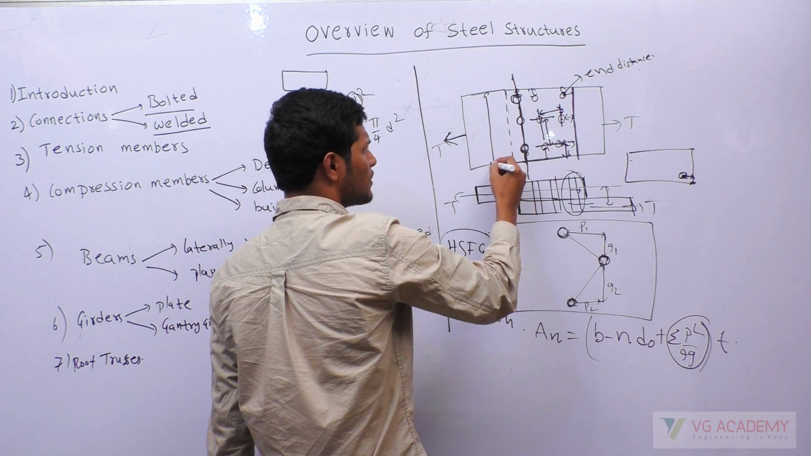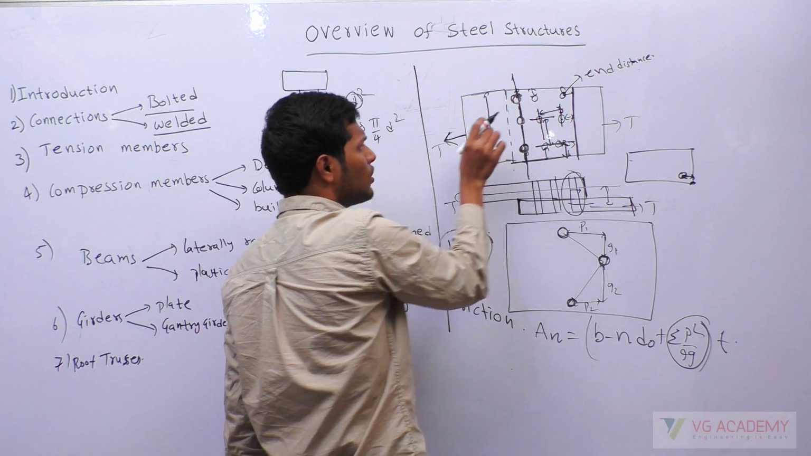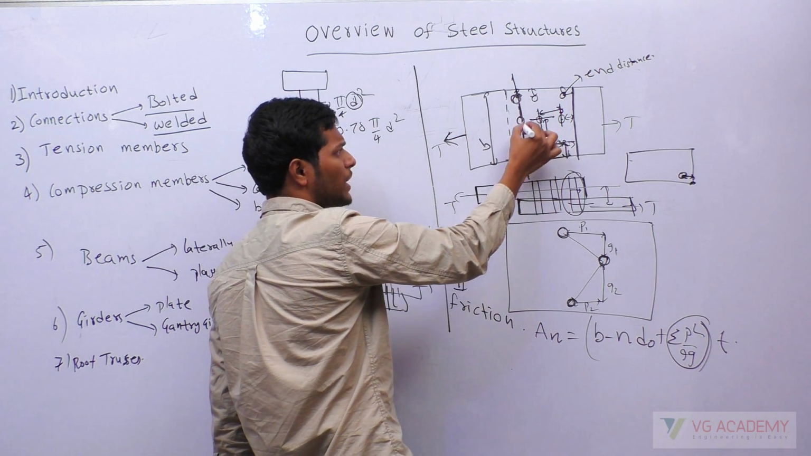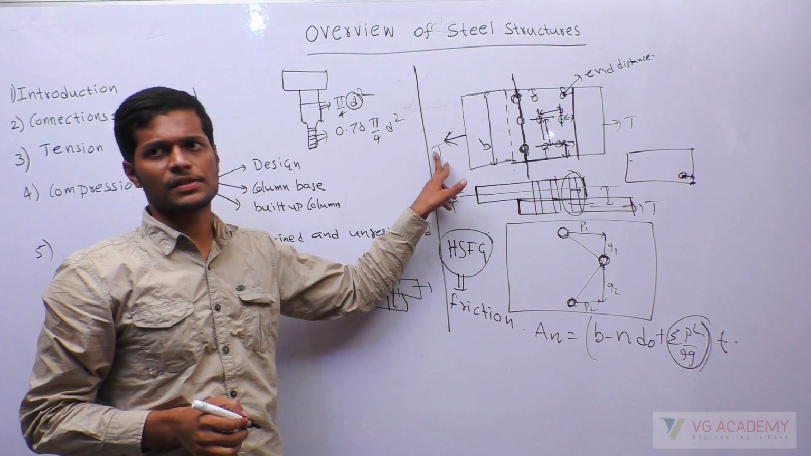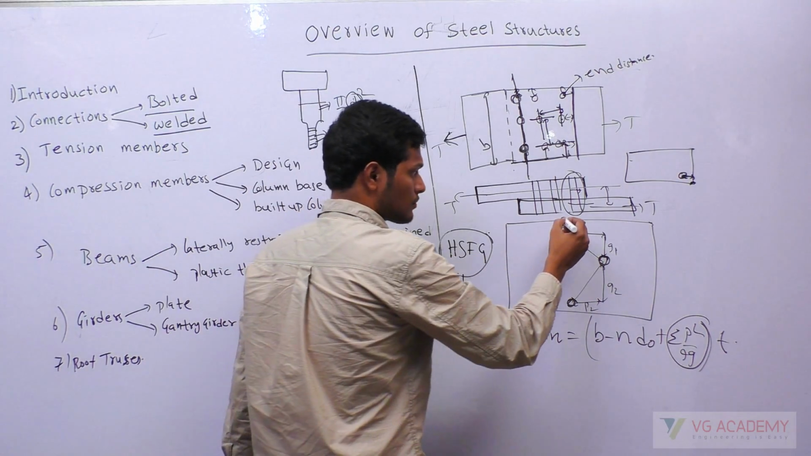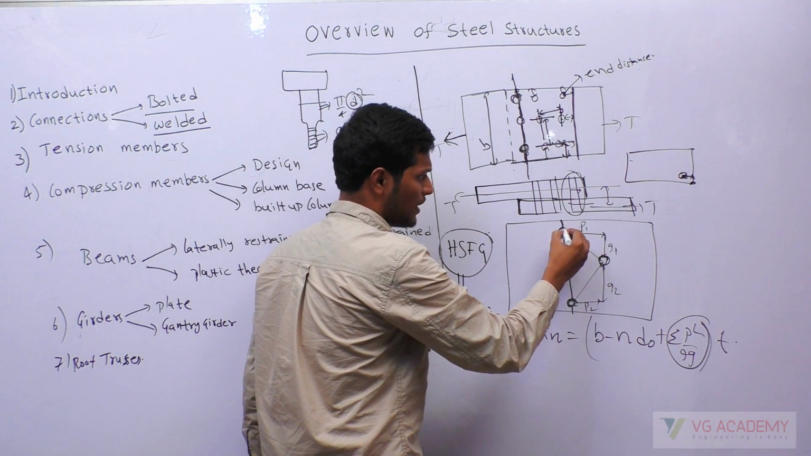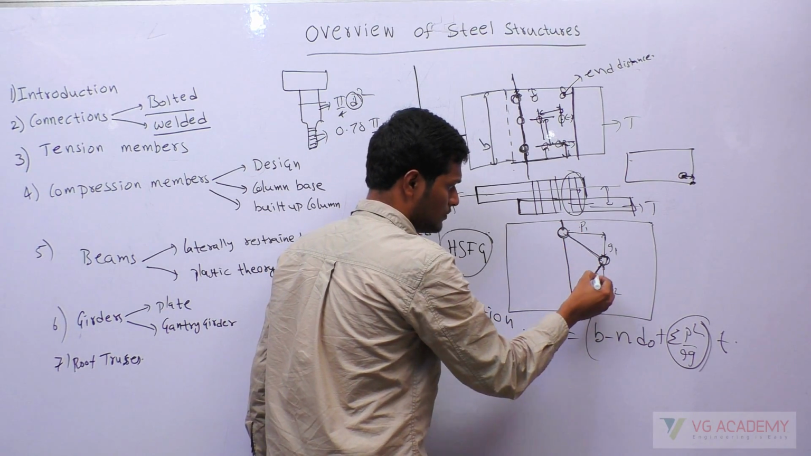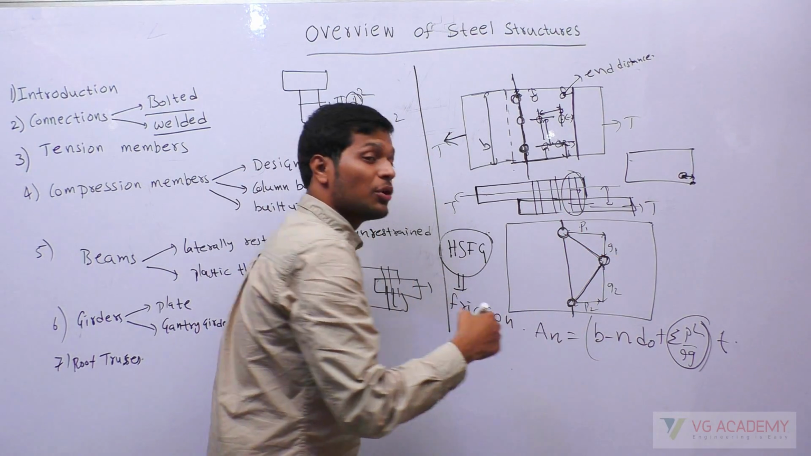Suppose this is B, then B minus nd0 into the thickness. So this much breadth into thickness is only resisting my T value. Suppose if it is like this, I should not take it like this. I should take it like this, so this length into breadth.